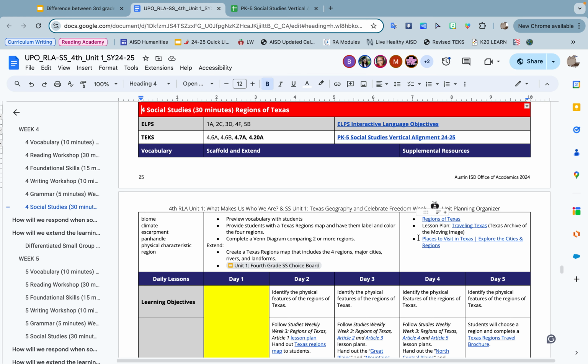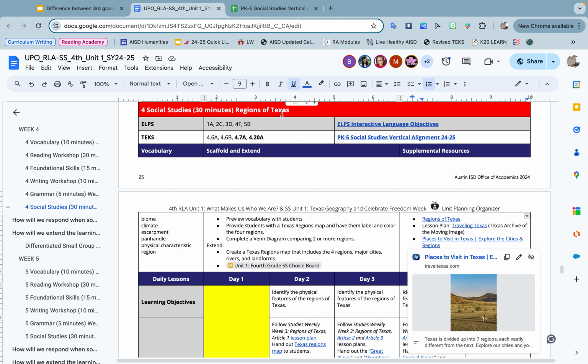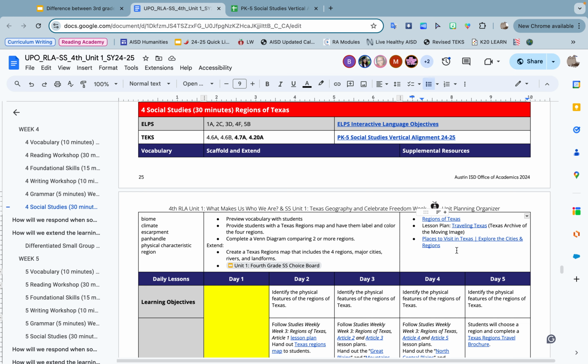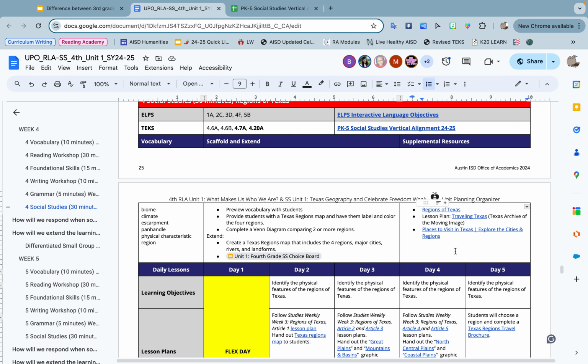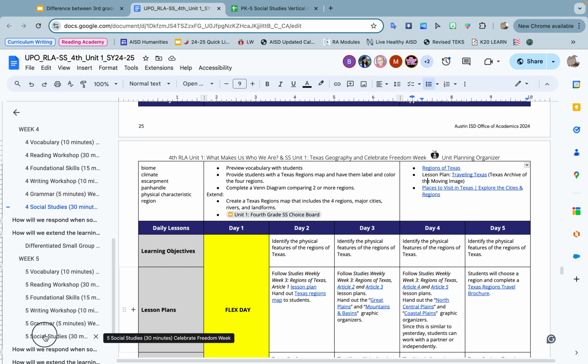So in week 4, I see a lesson plan. So if I need some additional sources or want to consider a different way of teaching, then I can look at the resources here, the places to visit. Well, I see here that we're looking at regions of Texas. So this tells me that this is just another website for students to explore in more detail.